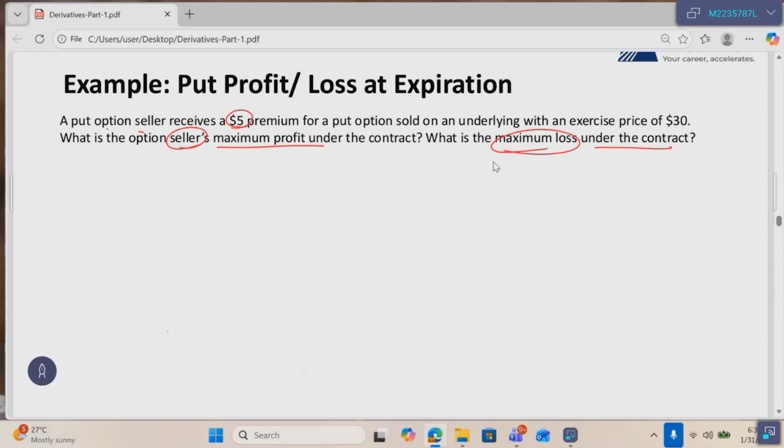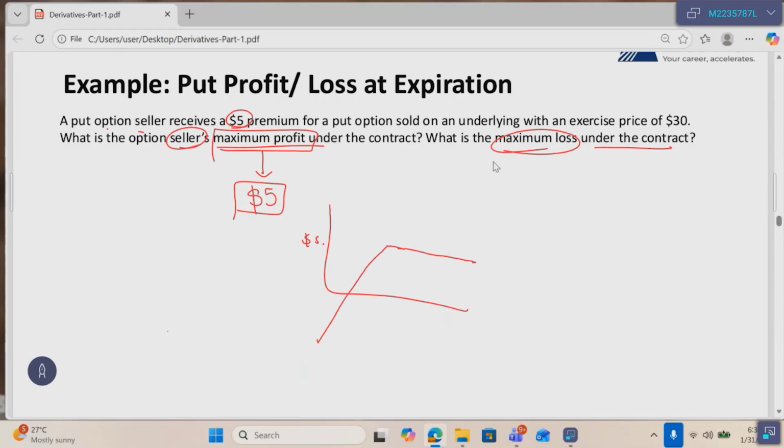He will never receive anything more because of the option. So can I conclude that the maximum profit is $5? उससे ज़्यादा मिलेगा ही नहीं इसको. That's why the diagram was like this, right? The diagram was like this. Flat. $5 पे cap हो गया. उसके बाद वो नीचे ही करेगा. So $5 is the maximum profit.